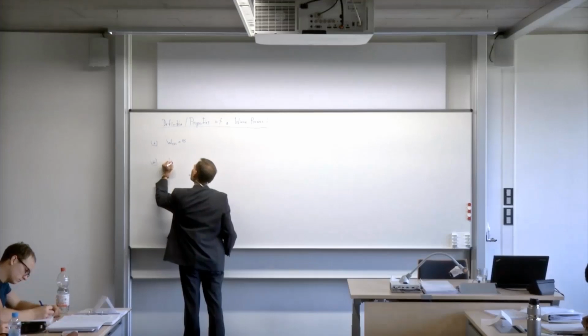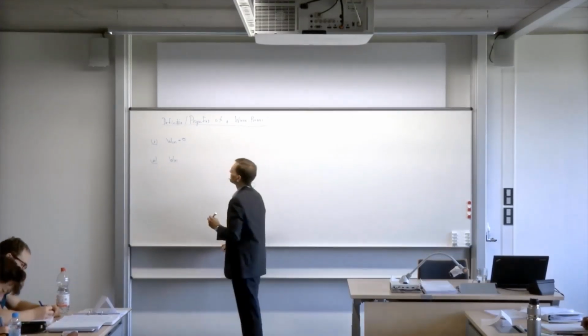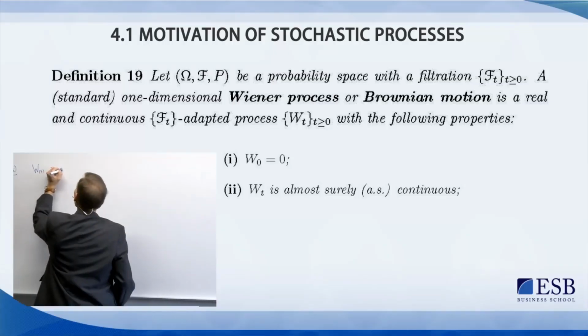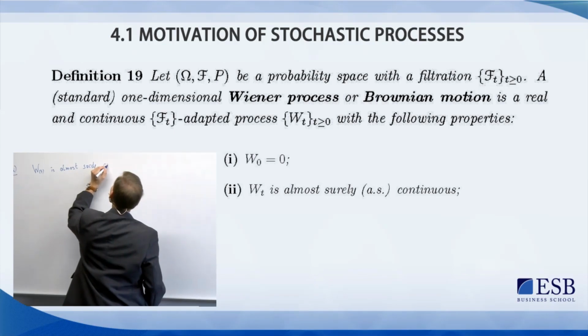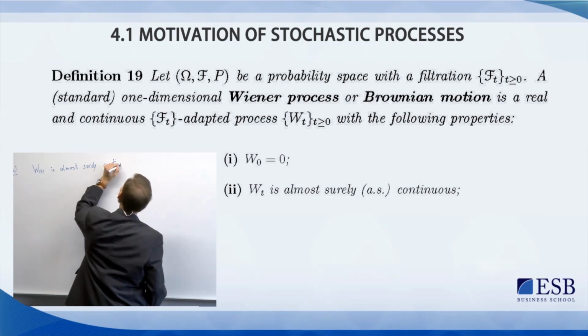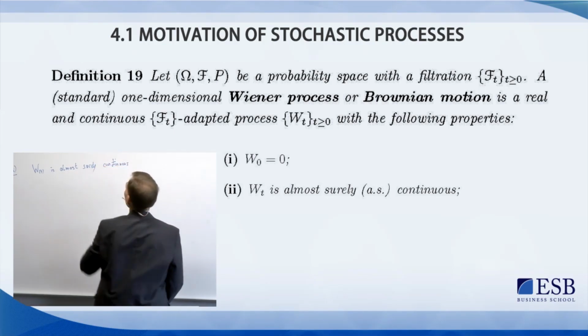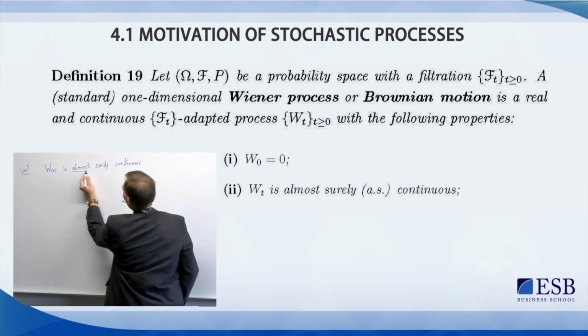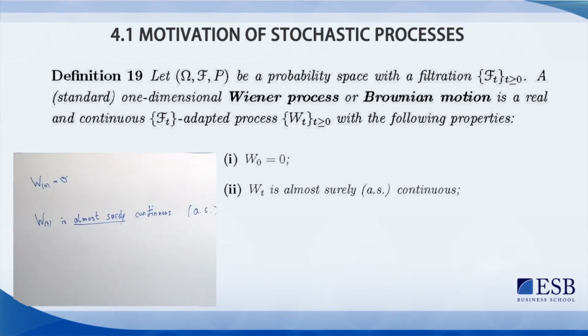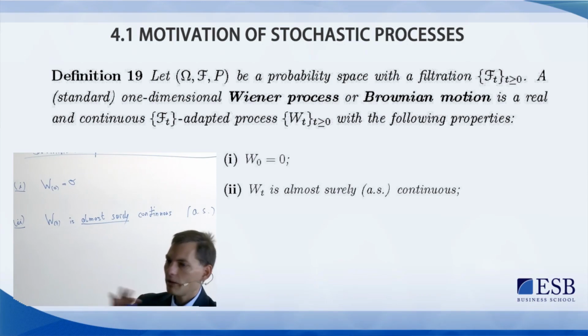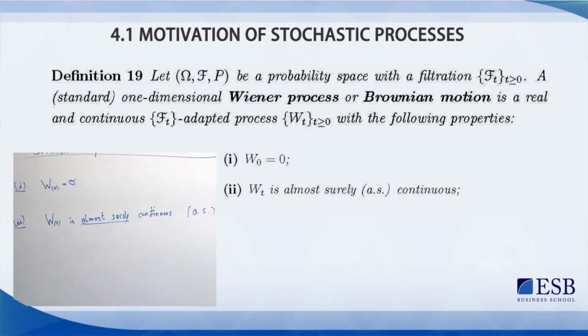the Wiener process, Wt, is what we call almost surely continuous. Well, this is very important, and the short for this is a.s. And if you read books, and probably my lecture notes, at some point I will not always write out almost surely, I just say a.s., which means almost surely.